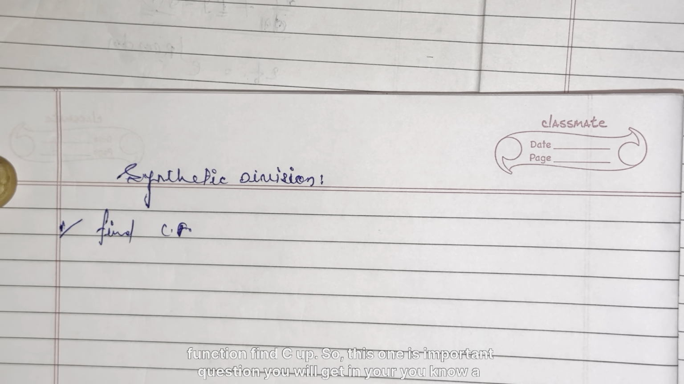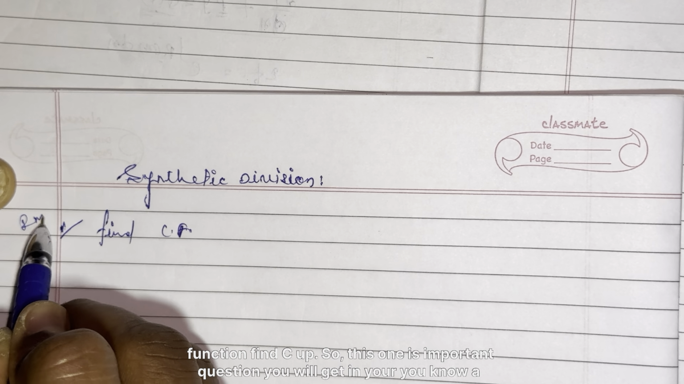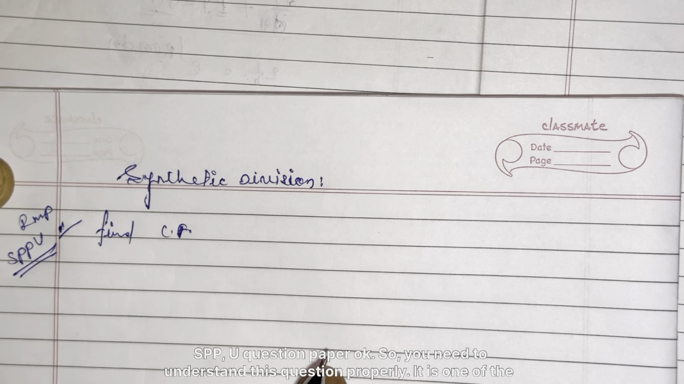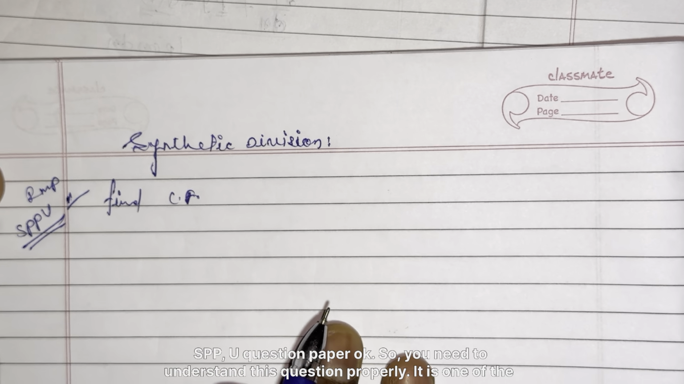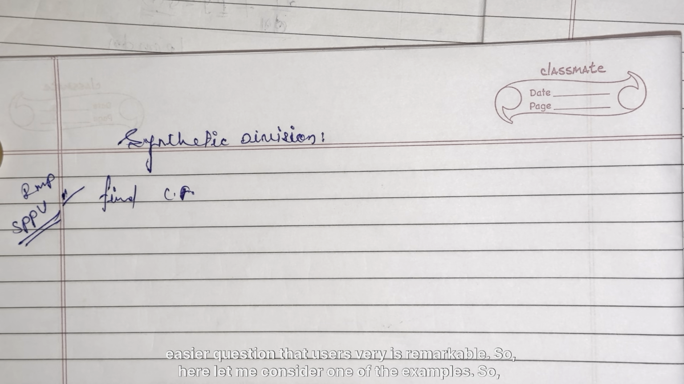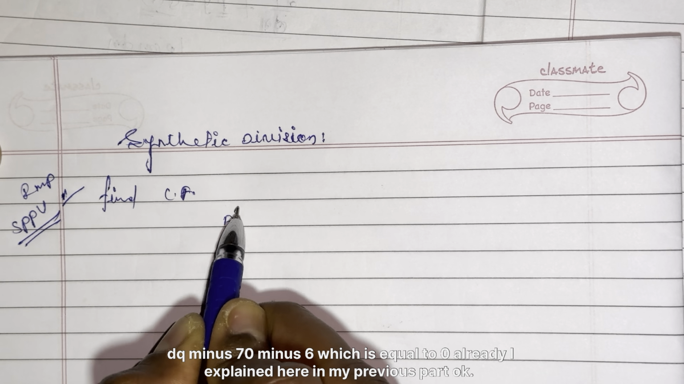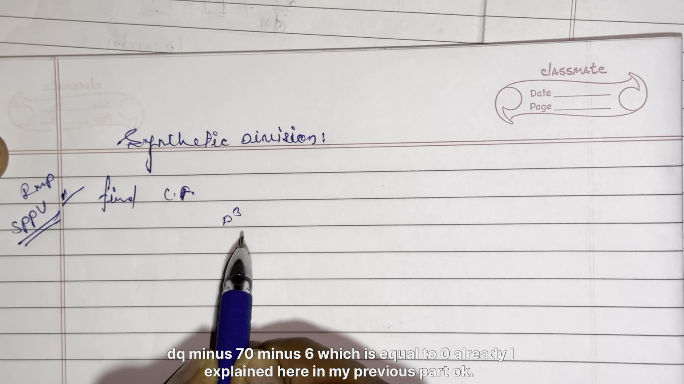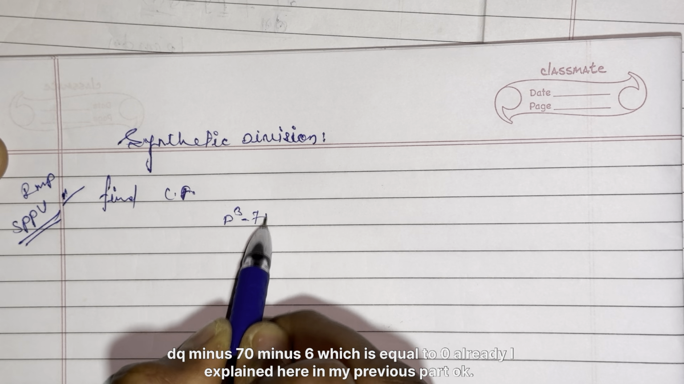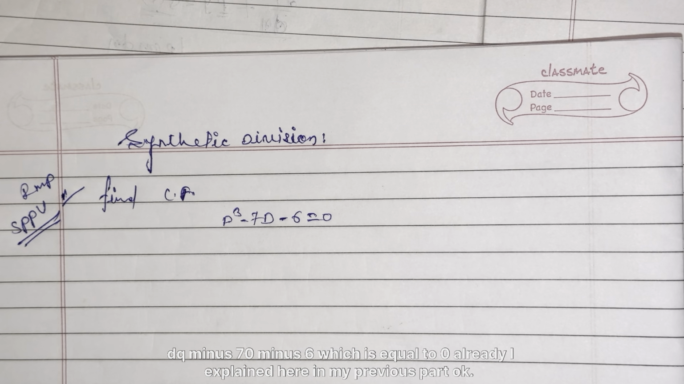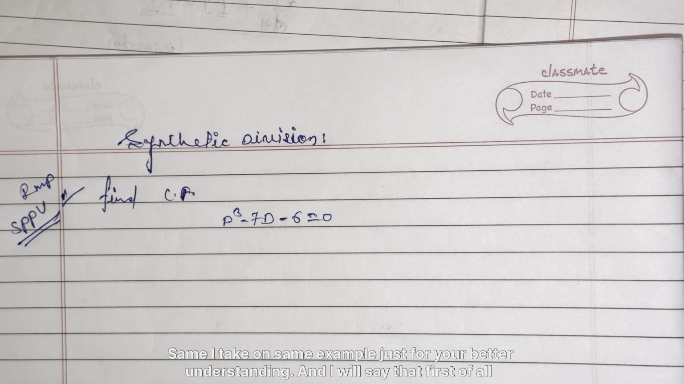Find CF. Okay, CF is shortly written for complementary function. Find CF. So this is an important question you will get in your SPPU question paper. You need to understand this question properly. It is one of the easier questions that gives us very easy marks. So here let me consider one of the examples. So d cube minus 7d minus 6, which is equal to 0. Already I explained this in my previous part. Okay, I have taken the same example just for your better understanding.